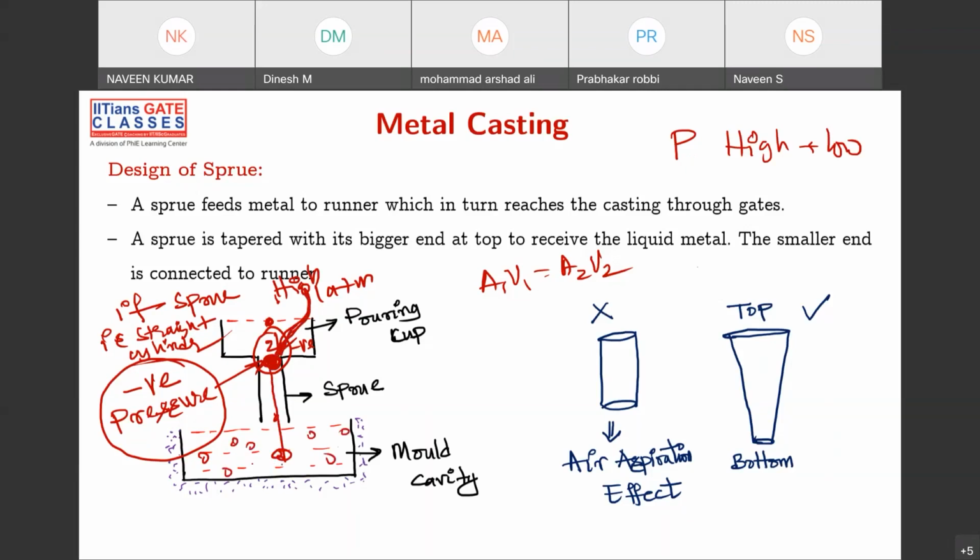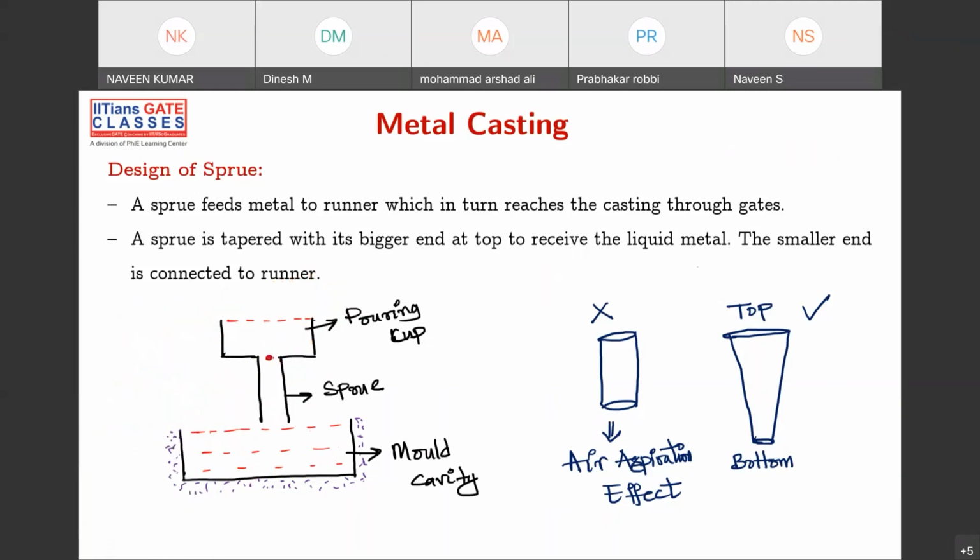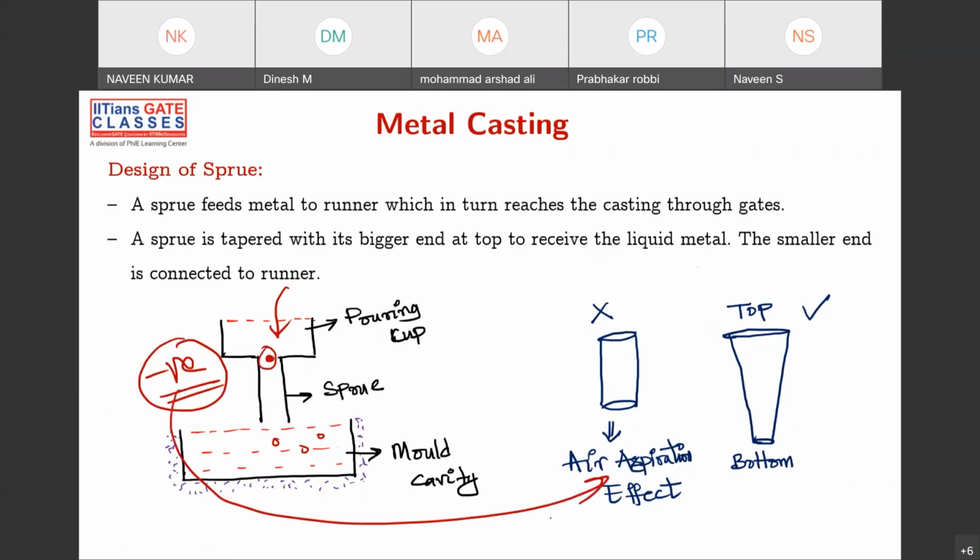Because of that, some air bubbles will be formed. That is not good. This is called the air aspiration effect. At the inlet of the sprue, negative pressure is created, and that creation of negative pressure is making air get sucked inside, and because of that some defects are formed. This creation of negative pressure and air getting sucked inside is known as air aspiration.